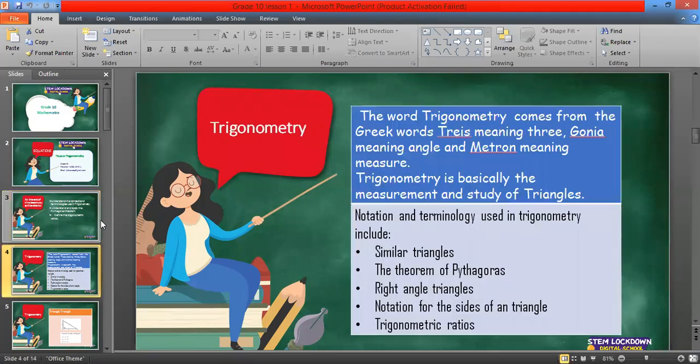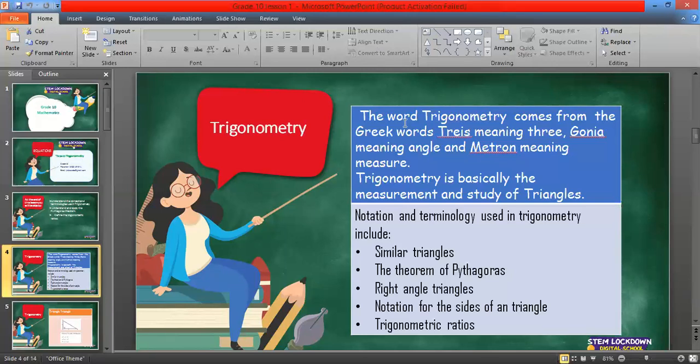First of all, the word trigonometry comes from a Greek word: trees, which means three, gonia, which means angle, and metron, which means measure. So basically, trigonometry is the study of three angles, basically triangles. Trigonometry has to do with the study and measurement of triangles.